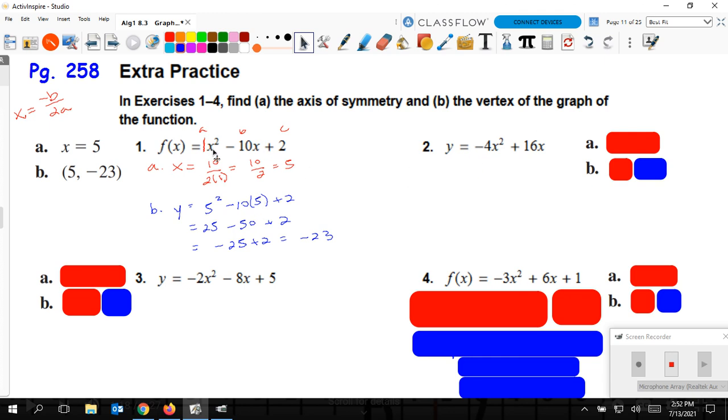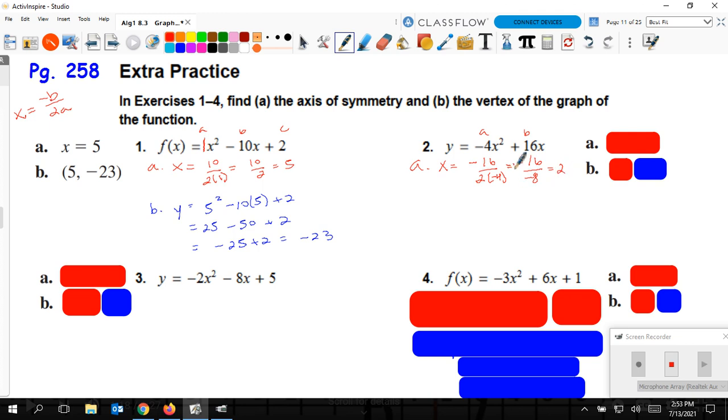Looking at number 2. For finding the axis of symmetry again, we're going to say x equals the opposite of b. So again, a is here, b is here. 16 is b. We don't have a c, so c would actually be 0. If we needed to put in a c number somewhere, that would be 0. So b is 16. The opposite of that would be negative 16 over 2 times a, which is negative 4. So we're going to get negative 16 over negative 8. Negative over negative will be a positive number. 16 divided by 8 is 2.